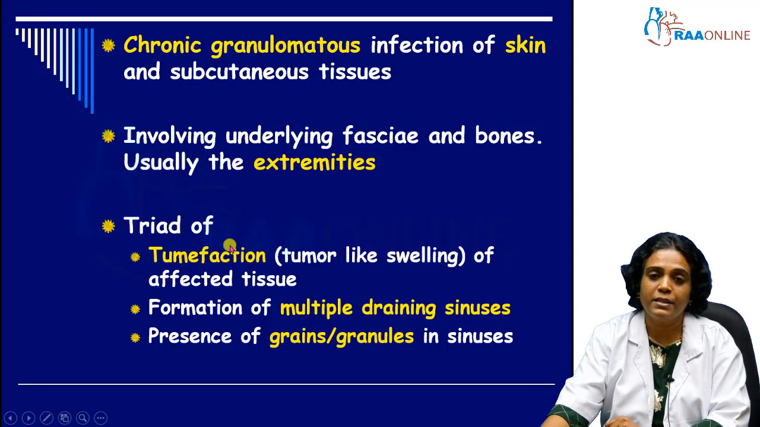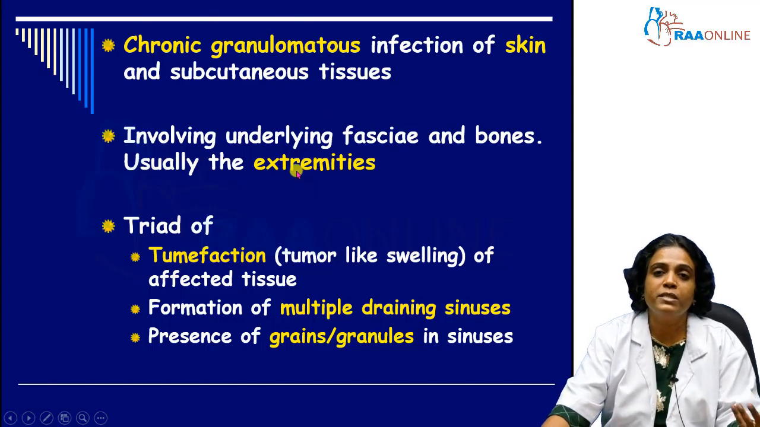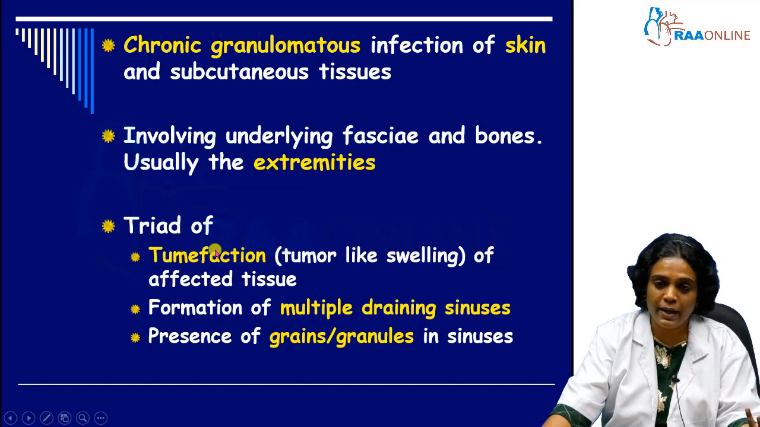Now let's look in detail into this particular infection. So mycetoma is a chronic granulomatous infection of the skin as well as the subcutaneous tissue. Mostly the extremities get involved and it will also involve the fascia and the bones. So the pathognomonic feature of mycetoma is a triad which includes tumefaction, which is a tumor-like swelling of the affected tissue. Second, there will be multiple draining sinuses. Third, there will be presence of grains or granules in the sinuses.